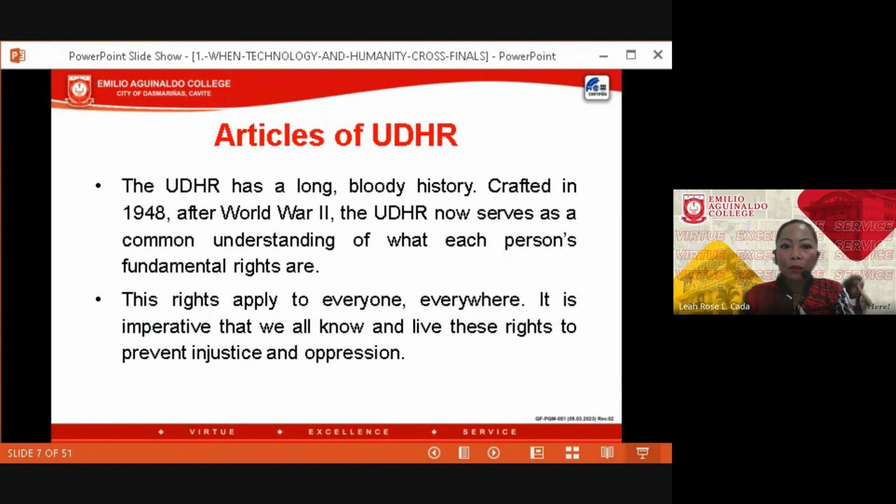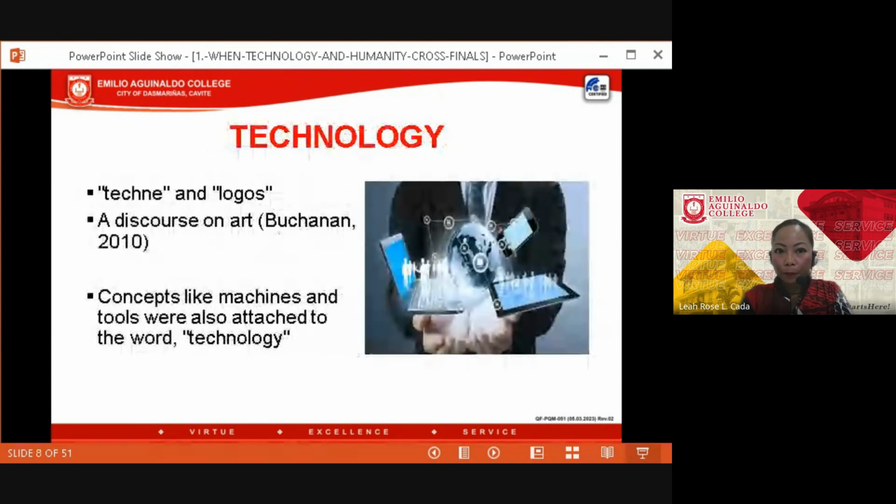It is also imperative that, as much as we know our own local or domestic laws, or those laws under the Bill of Rights, it is also important that we are fully aware of the United Nations Declaration of Human Rights. That way, we would be able to live these rights and to prevent injustice and oppression. Okay. Now, what is the connection of UDHR to technology?